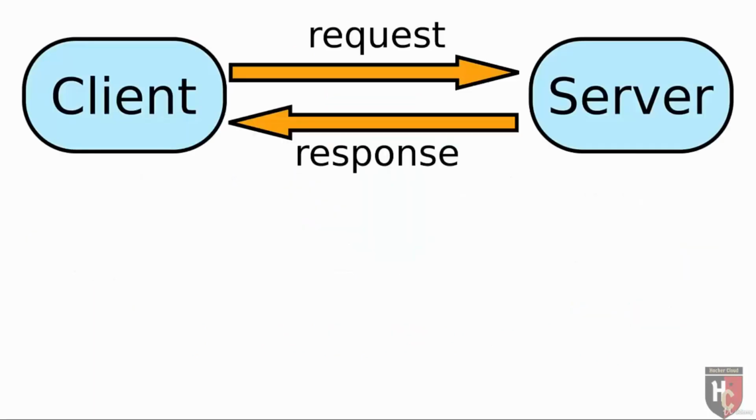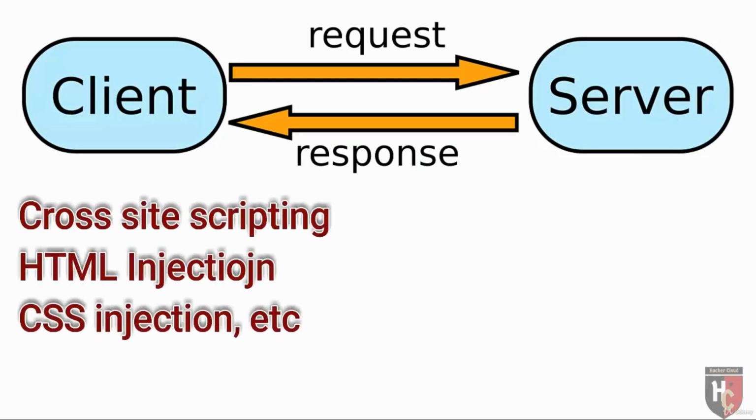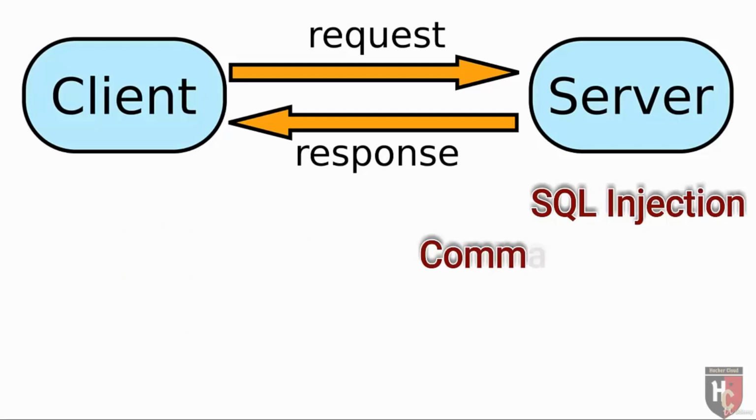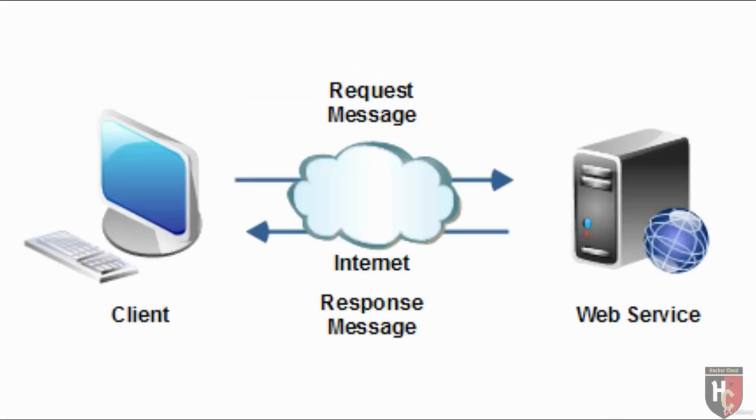Injection attacks are performed both on the client side and the server side. Examples of client-side attacks are cross-site scripting, HTML injection, CSS injection, and so on. And examples of server-side injections are SQL injection, command injection, CRLF injection, and so on.